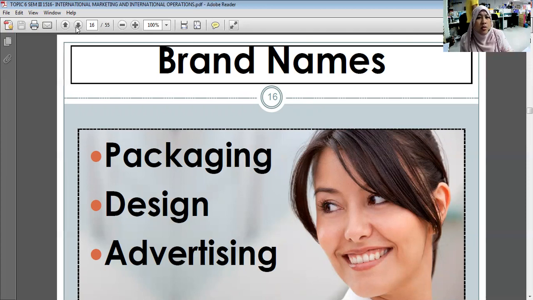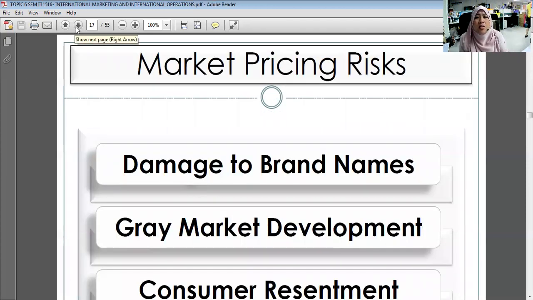Okay, so we are moving to market pricing risk. Of course, when we want to set the price itself, there is a lot of risk. We cannot say the risk is just low; it will be higher risk or moderate risk. Number one, damage to the brand name when the pricing is very pricey. It depends: if the quality is good, the consumer will not complain. But if the quality is worse and the price is still very pricey, people will complain.